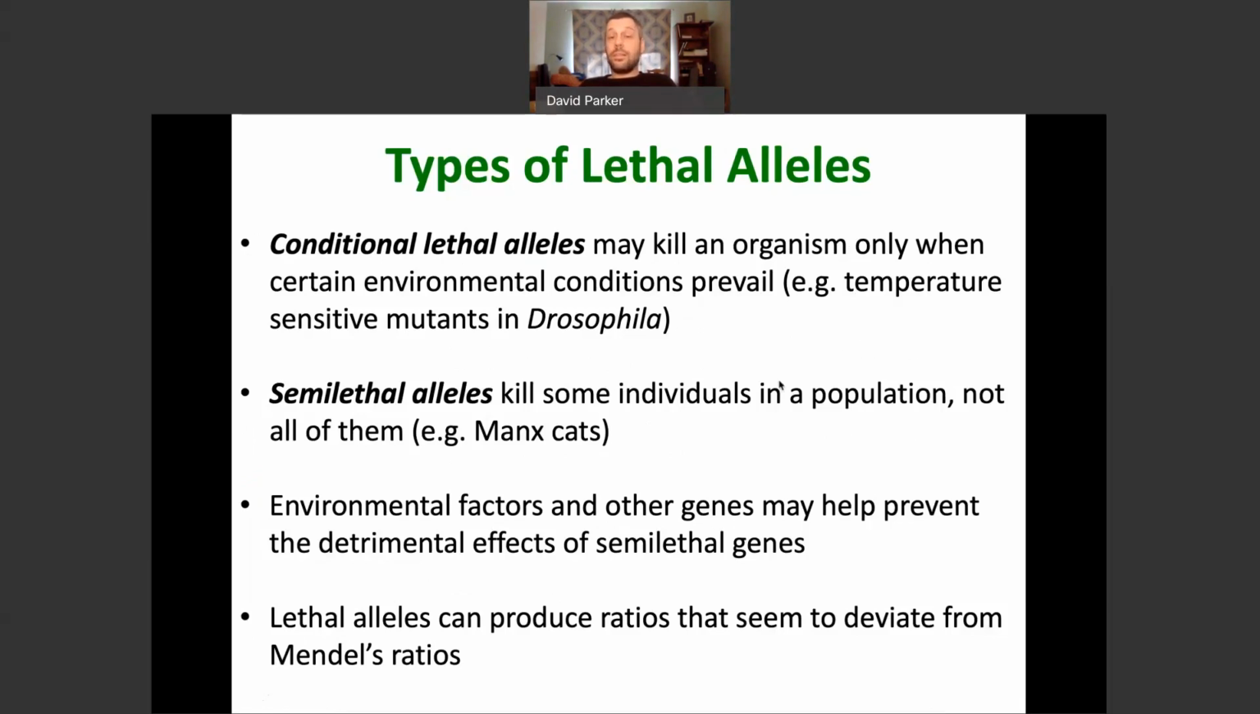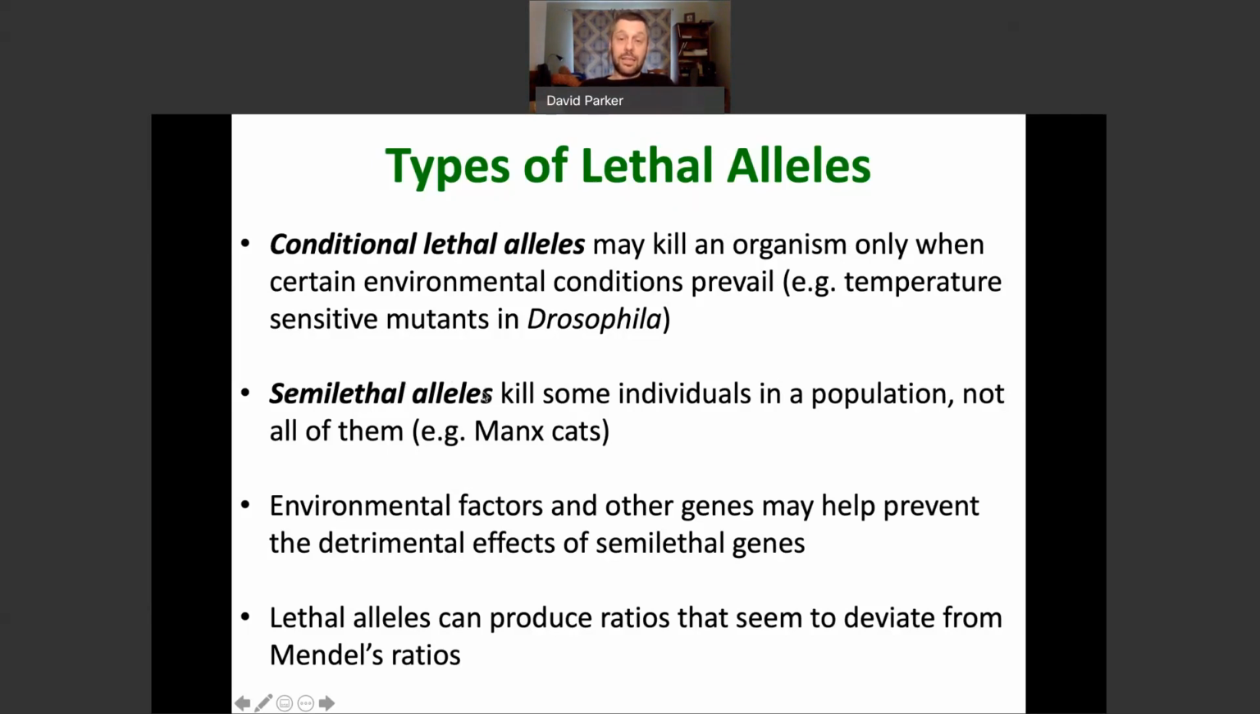For example, there are lethal temperature-sensitive mutants in Drosophila. So they are mutants that at normal temperature, or at one temperature, are fine. You change the temperature, those alleles then become lethal to the organism. A bit like the Arctic fox we talked about in the other lecture, but this time instead of changing the coat color, it means that death occurs when you change temperature.